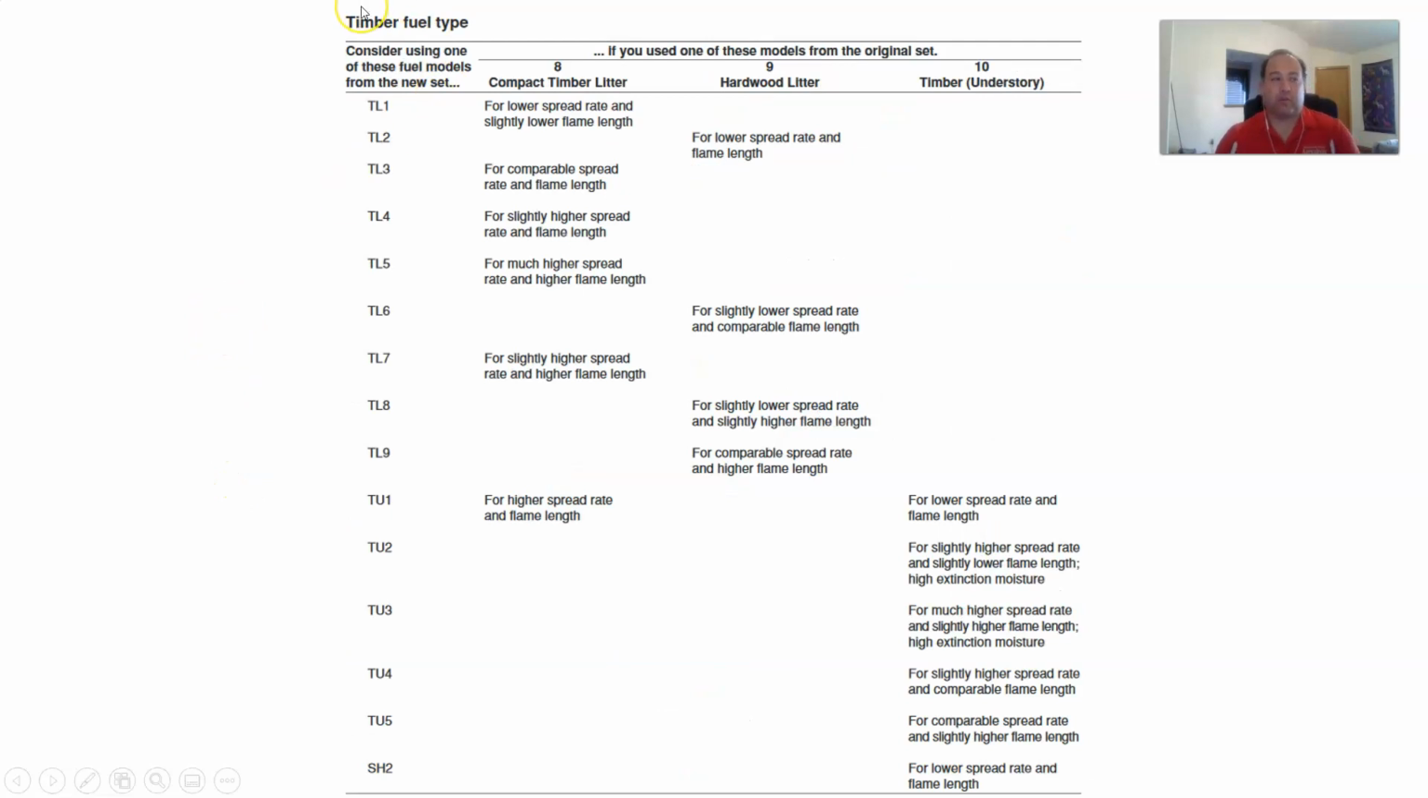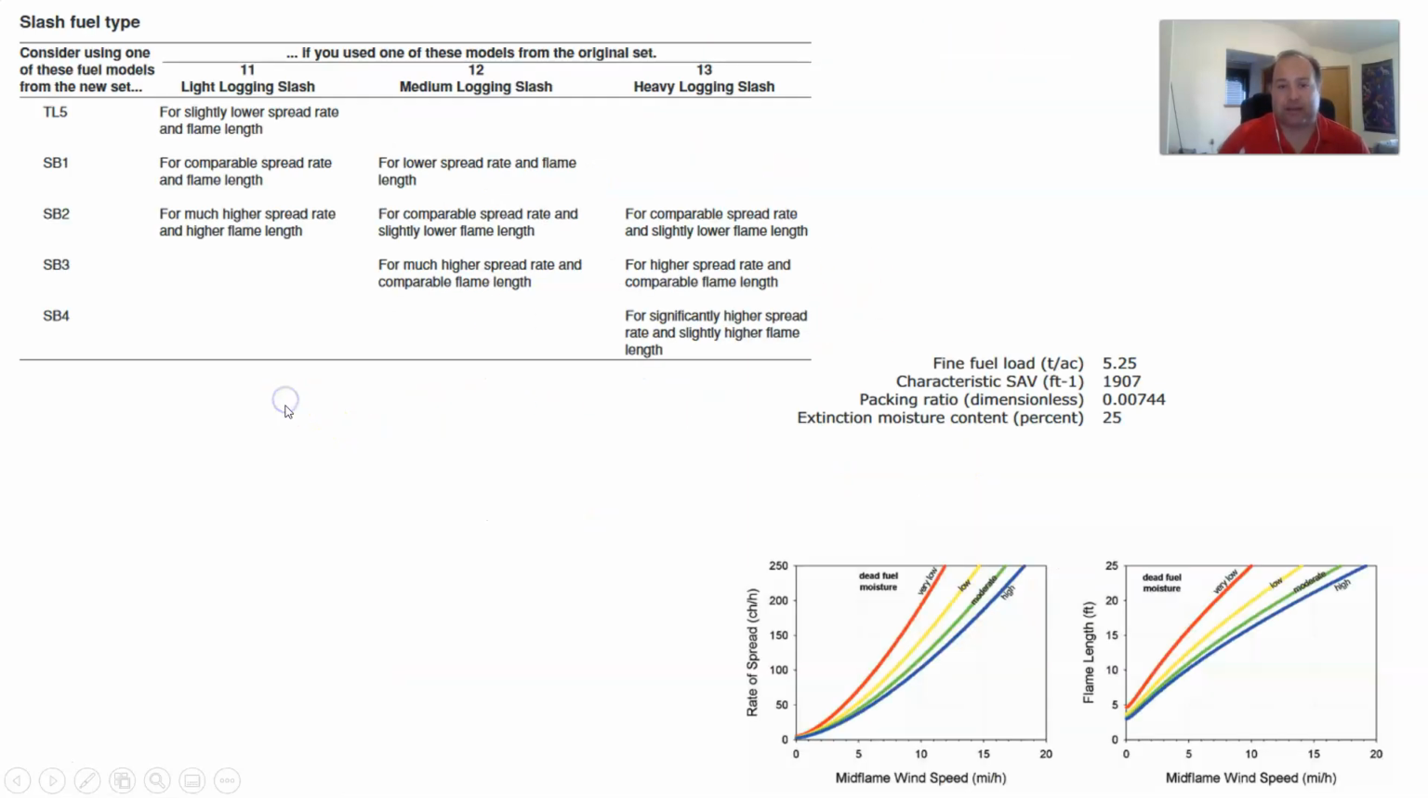Again, we did the grass fuel type, the shrub fuel type, the timber fuel type. You can see they've got 9 of the timber litter, and then they've got 5 of the timber understory and 1 of the shrub ones as well. So you've got compact timber litter, hardwood timber litter, and timber understory from the original set. And then the last one is the slash field type.